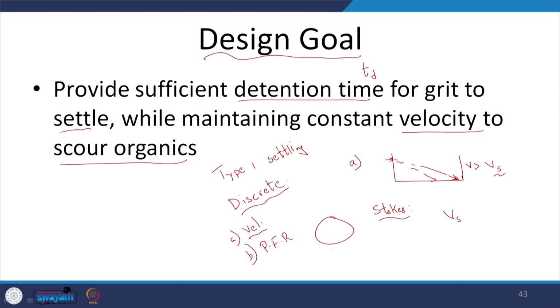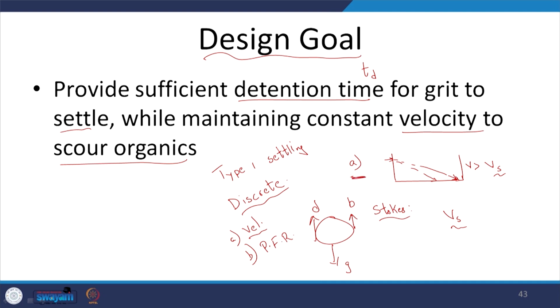We know that due to gravity, the particle is going to be pulled down, but there will be drag resisting this, and also buoyancy. So, if you balance these out and look at the relevant calculations, you will get the settling velocity, but again we will look at this in greater detail soon when we look at sedimentation. But for now, when we are looking at the removal of grit via settling, these are the principles. That we are providing sufficient time for grit to settle, while maintaining constant velocities to scour organics.